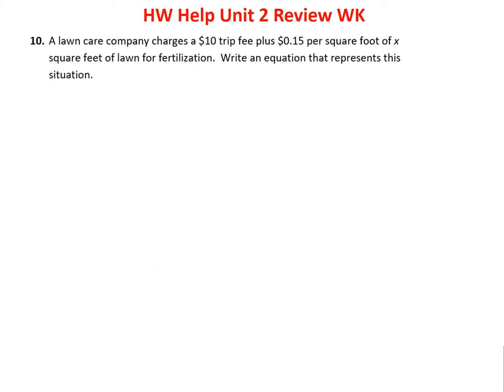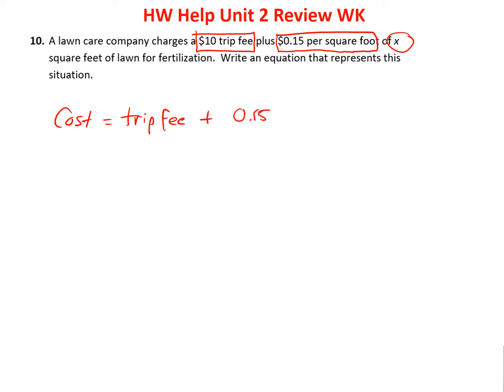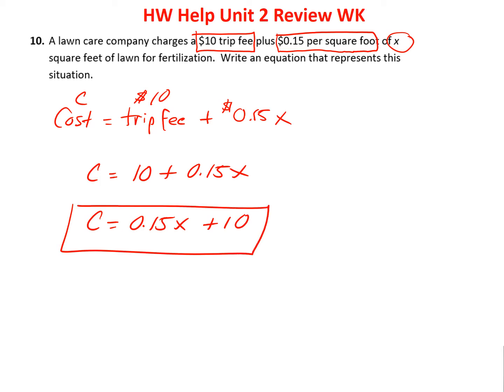Problem 10 says that a lawn care company charges a $10 trip fee plus 15 cents per square foot of X square feet of lawn. Write an equation. Well, the first thing to notice, the cost for this thing is going to be, first of all, the trip fee, plus the 15 cents times however many feet I use. So if I let the trip fee be $10, and I let C be the cost, I end up with cost equals 10 plus 0.15x. And often as mathematicians, we like to put the x first. So I'll write it as 0.15x plus the 10. And that's our equation.